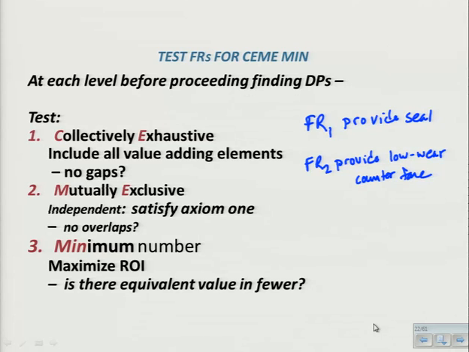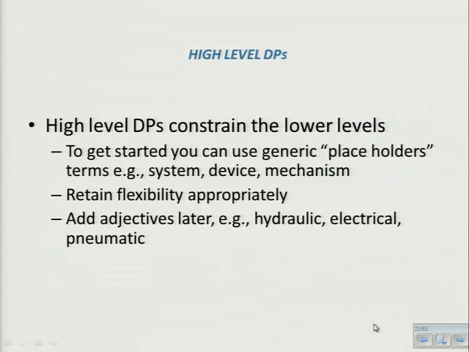Minimum number. Well, if I had any fewer, I'd have one, and I wouldn't have a real decomposition. So it's important here that at least two is the minimum number. Otherwise, I didn't need to do a decomposition. So is there equivalent value in fewer? I don't think I can eliminate either one of those. So that decomposition could be C min.